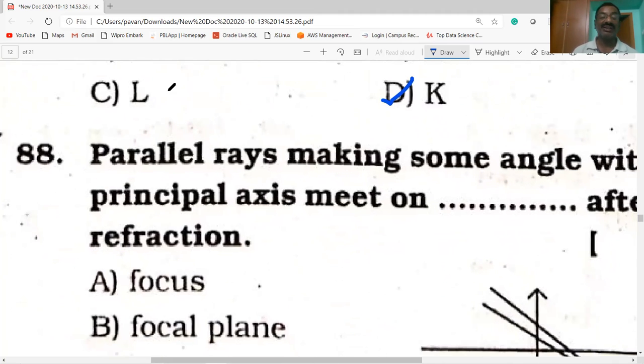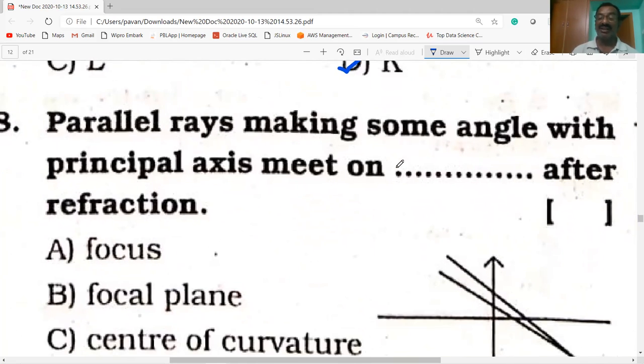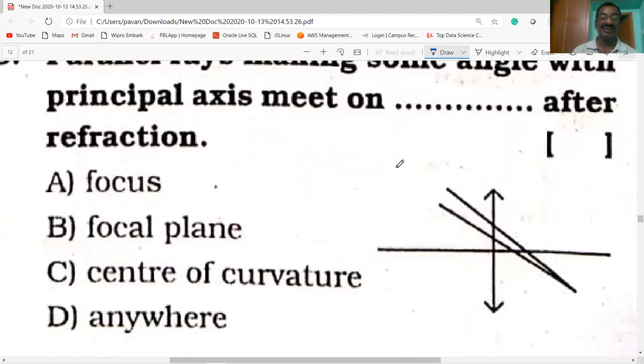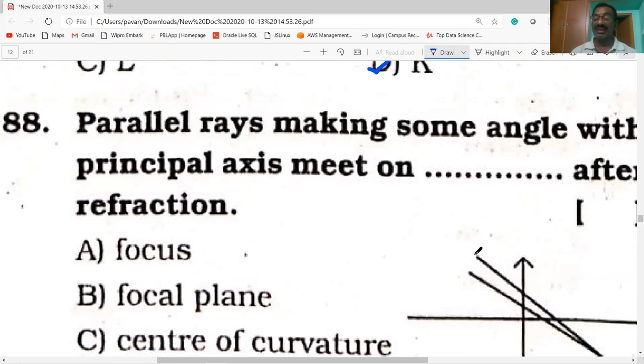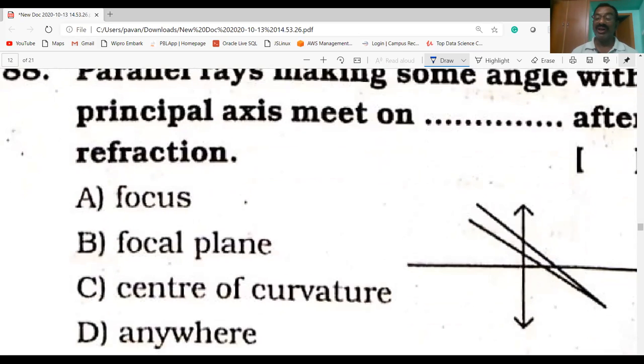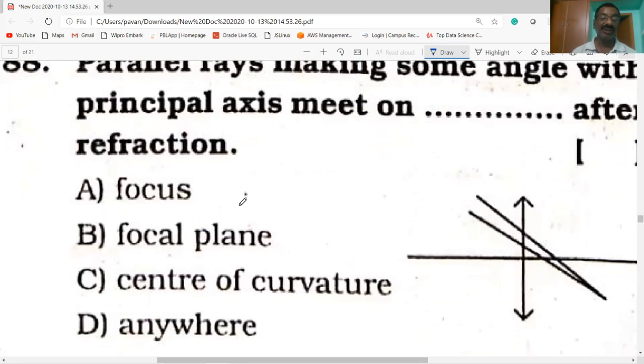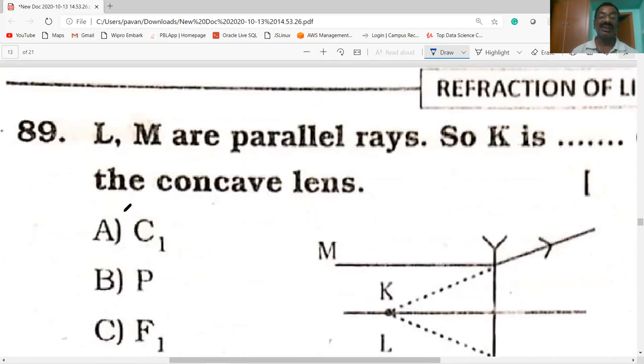Next question on the screen. Parallel rays making some angle with the principal axis meet at a dash after refraction. Tell me, parallel rays making some angle here. So this is known as a point on the focal plane. Next question on the screen.